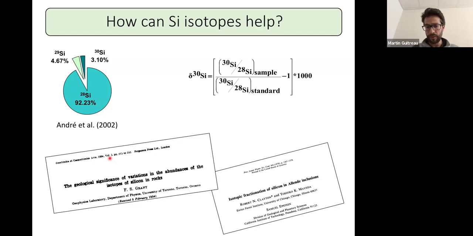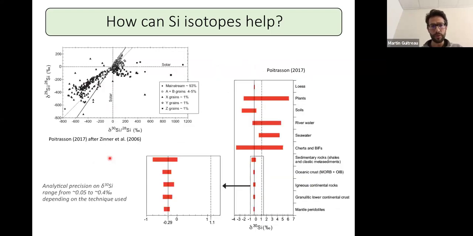Like many isotope systems, and I'm talking about stable isotopes, so there are no variations in abundances due to radioactive decay or radiogenic accumulation. And so, like many stable isotope systematics, they undergo fractionation. And of course, it's dependent on the temperature. So the lower the temperature, the higher the fractionation. And this is what we'll base on for the future studies.